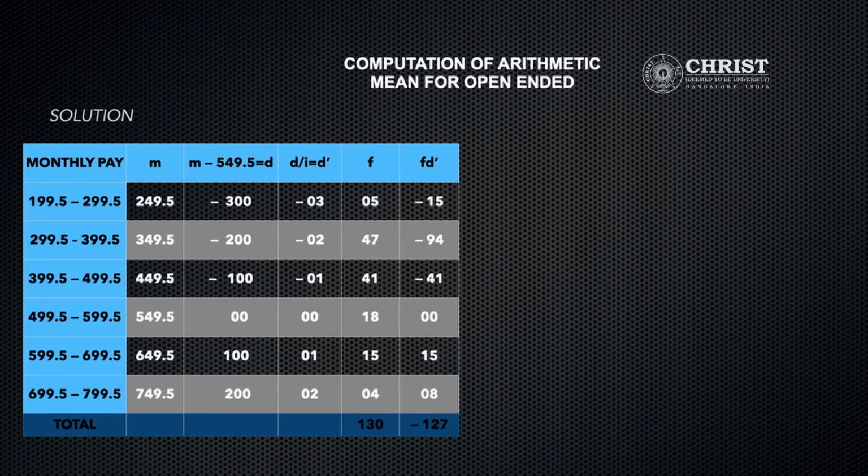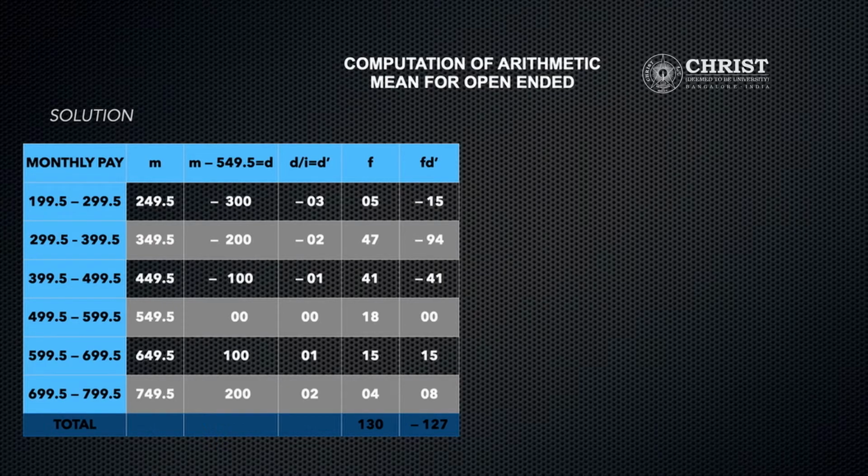Now D dash values we are taking, that is by dividing with the class interval. Class interval is 100 in this case. Minus 3, minus 2, minus 1, 0, 1 and 2. So now frequency values are there and FD dash values you have to take. So frequency total is 130 and FD dash value is minus 127.